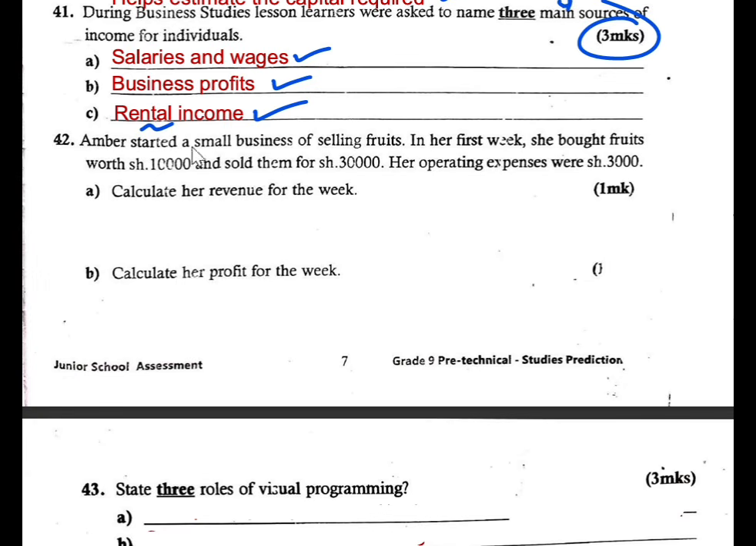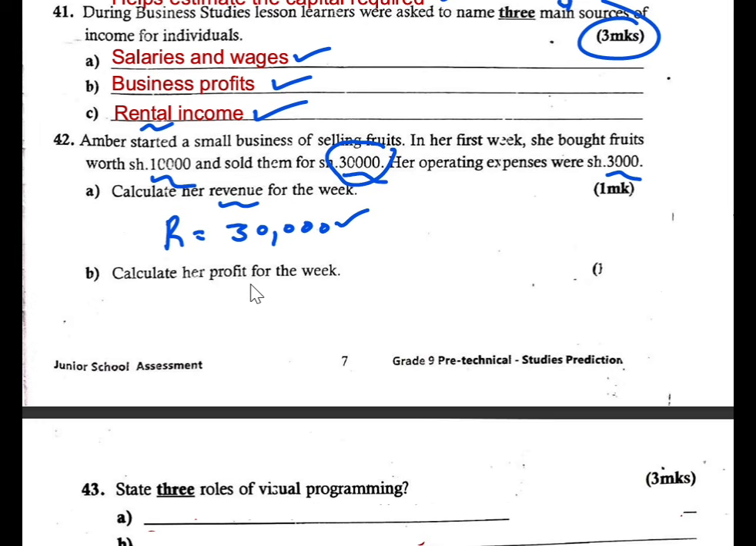Question number 42. Amber started a small business of selling fruits. In her first week, she bought fruits worth shillings 10,000 and sold them for shillings 30,000. Operating expenses were 3,000. Part A, calculate her revenue for the week. Revenue ni nini? Ni pesa amepata. Hiyo siku amepata nini? Ameuza the fruits for 30,000, and therefore revenue is equal to 30,000. So the answer is 30,000 shillings. You get 1 mark.